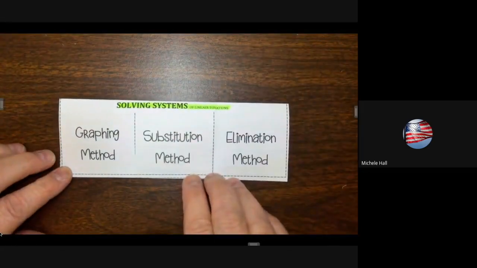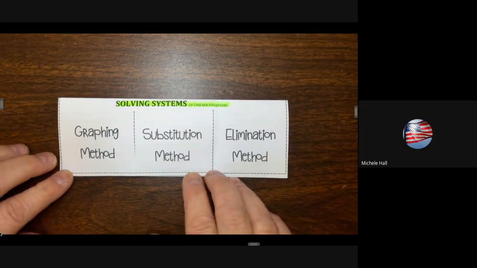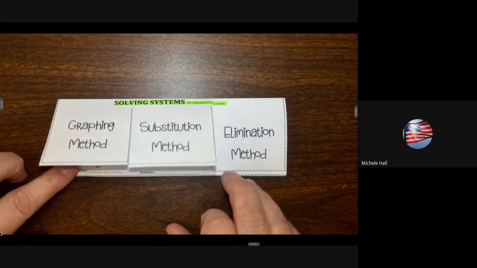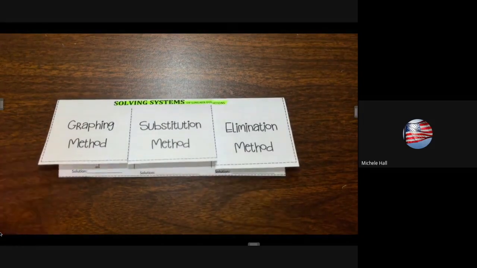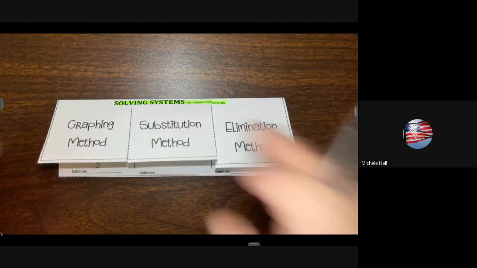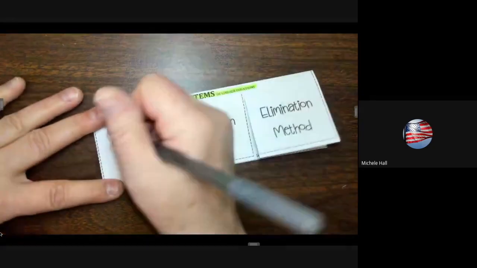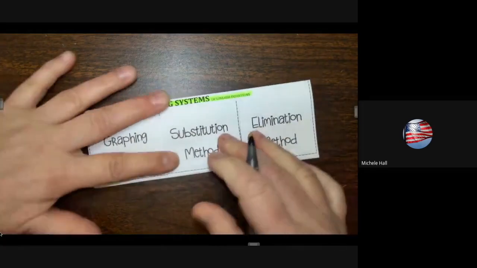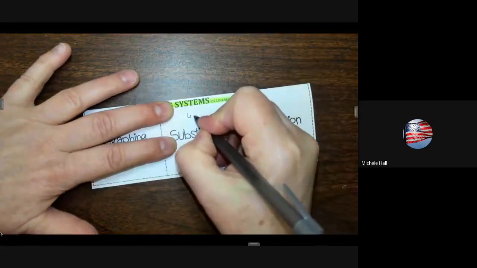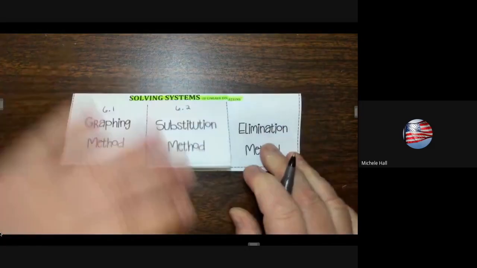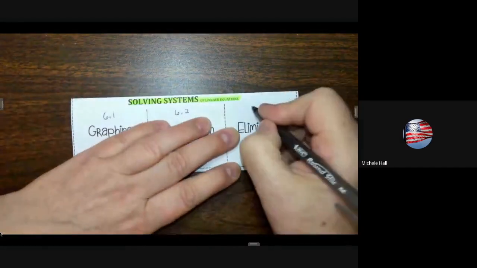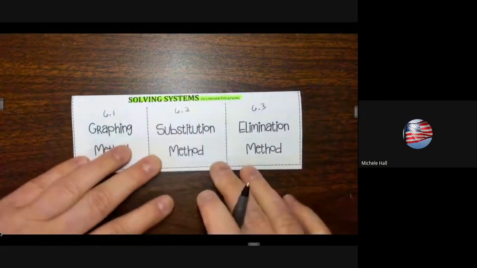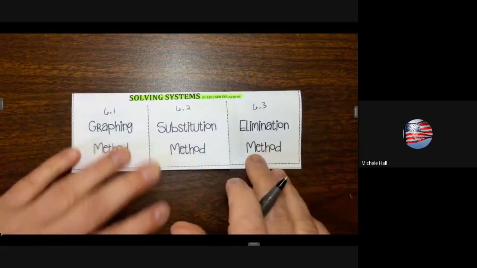Solving systems of linear equations, there are three methods. We have a graphing method, substitution method, and elimination. Graphing method will be 6.1. Substitution method is 6.2. And the elimination method is 6.3. So we're going to be using this foldable for a few sections.